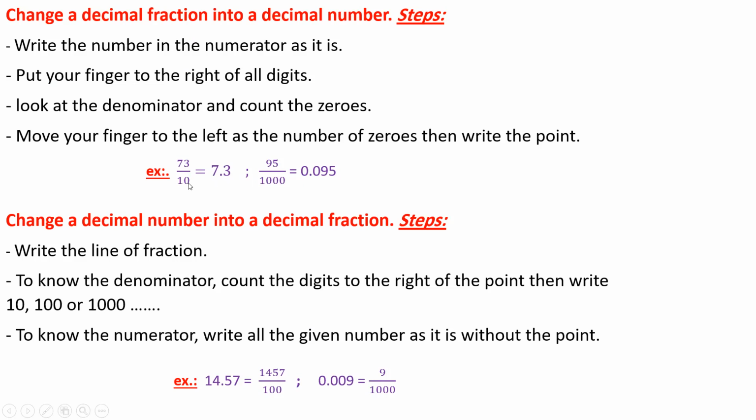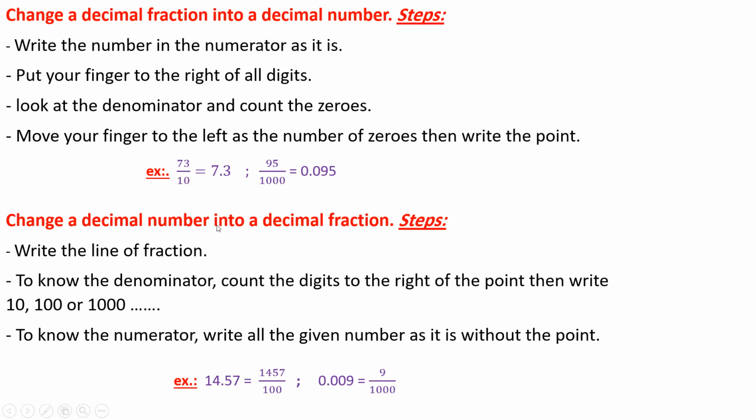Now I look at the denominator and I see how many zeros I have. If I have 1 zero, I move my finger to the left 1 digit, so it becomes 7.3. For 95 over 1000, I also write 95. I put my finger to the right and I look at the denominator. Since I have 1000, so 3 zeros, I move my finger to the left 3 digits: 1, 2, 3, then I write 0.0, so 0.095.